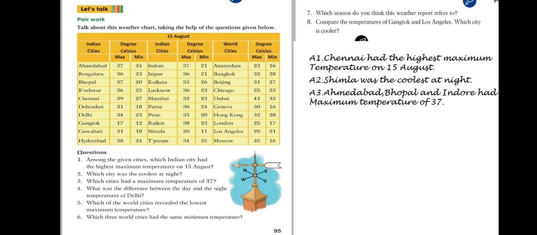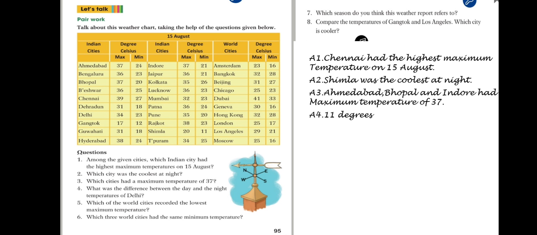Fourth question, what was the difference between the day and the night temperature of Delhi? Day and night temperature, that means day is the maximum temperature and night is the minimum temperature. So you will find out the difference, and first you will see the Indian cities, Delhi, and 34 is the maximum temperature and minimum is 23. So you will find out the difference, that is 11 degrees. 34 minus 23, that is 11. So 11 degrees. So this answer actually I have given in short. Why? Because I want my children to write this as a full sentence, that is a full, complete answer. So how will you write?